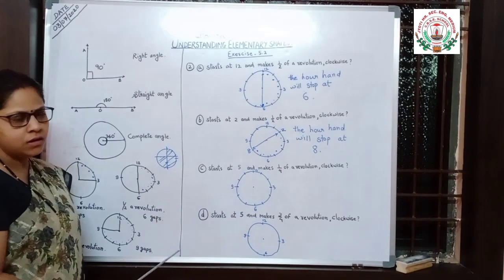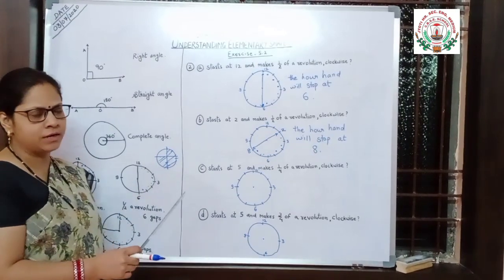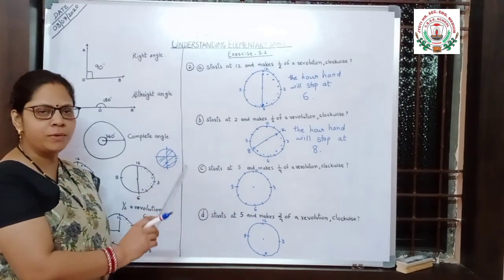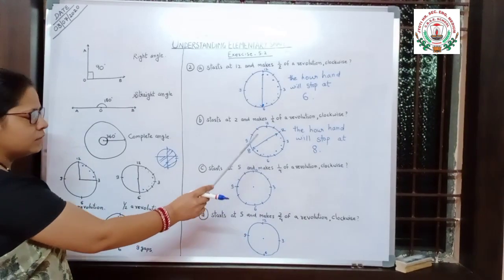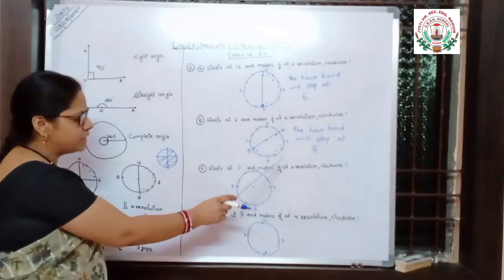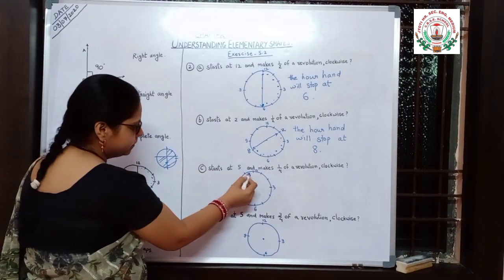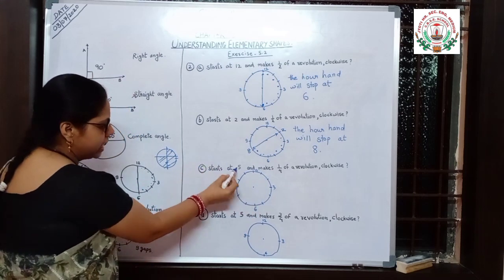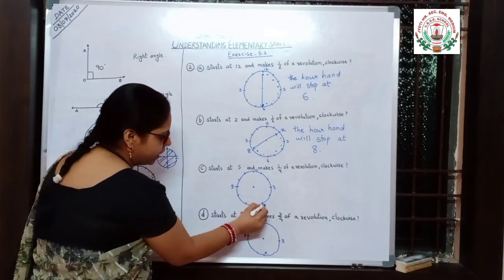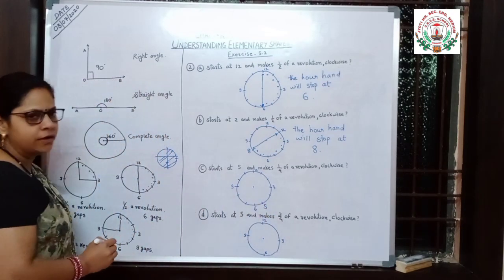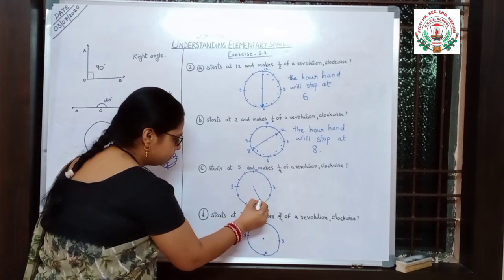of a revolution. Now what is this 1/4? 1/4 means 90 degrees, but it will go clockwise. 1/4 means the clockwise direction only. So after 12, starting at 5. Where is this number 5? Before 6, that 5 will come. Here is that 5. Now the hour hand is starting at 5.